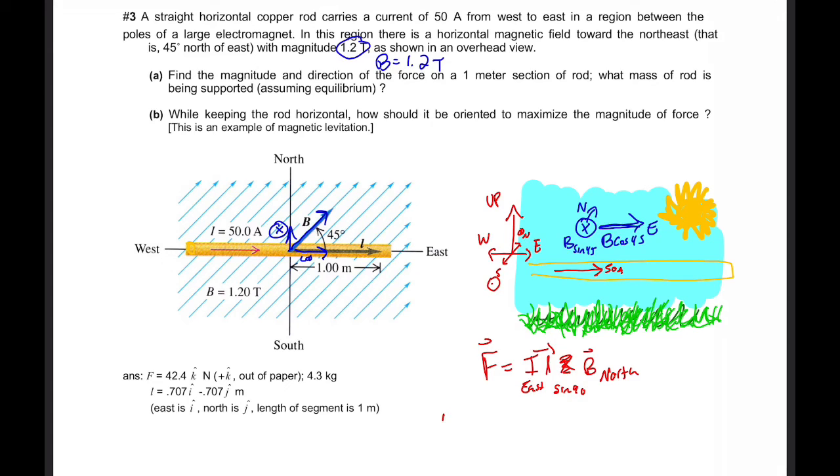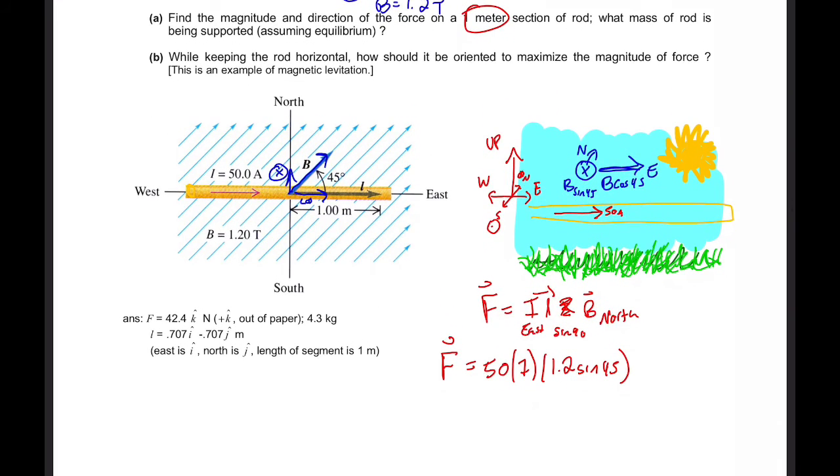So let's go ahead and fill in some numbers. The force here is going to be our current, 15, times the length of the wire. It says a 1 meter section. And then sine 90 is just 1. The B that we're using is going to be B sine 45. Nice job. And then go ahead and set your right hand up to discover the direction of that force.